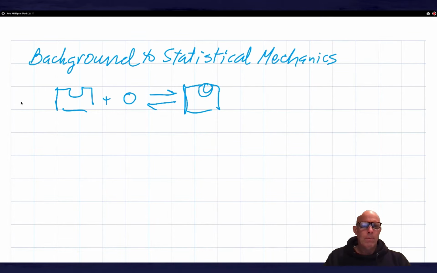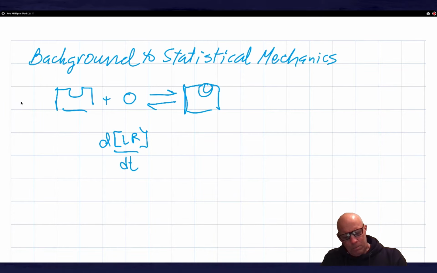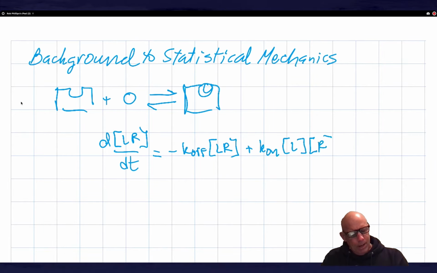that was fine. We kind of knew how to write down dLr by dt, and we said, well, that had a minus sign with a k off, and then that was proportional to how many candidates there were to decay, and then we had an on rate with L times R. And what I want to do now is handle some more subtle examples.